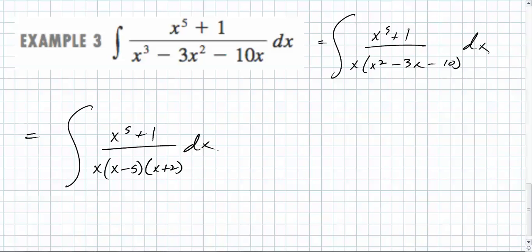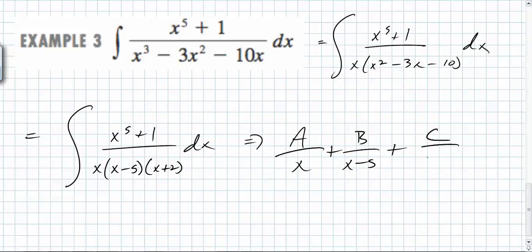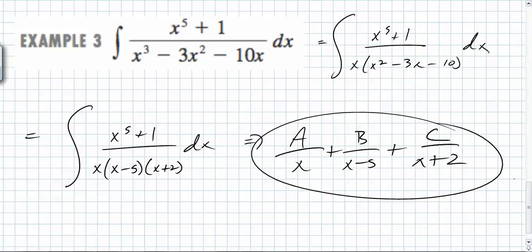So what do you need to do to this one? You would want to aim for something like x to the 5th plus 1. But I'm just showing why you run into this wall. You're looking to turn it into A over x plus B over x minus 5 plus C over x plus 2. And can you really do that nicely? Not really. Not in a helpful way. You try and you get really sad.